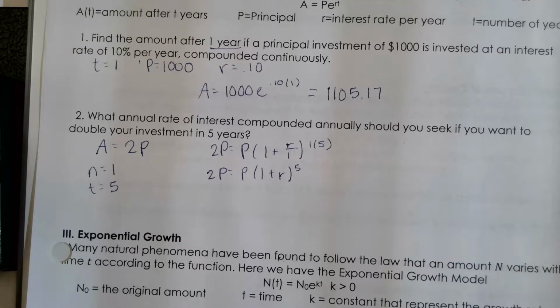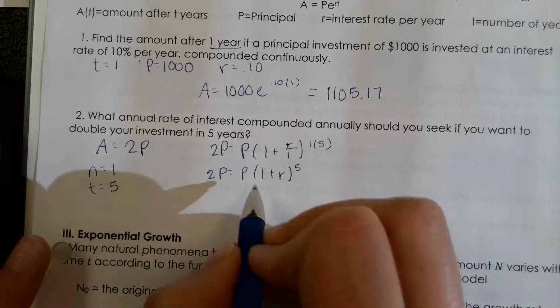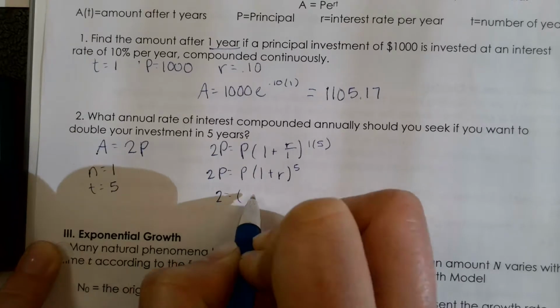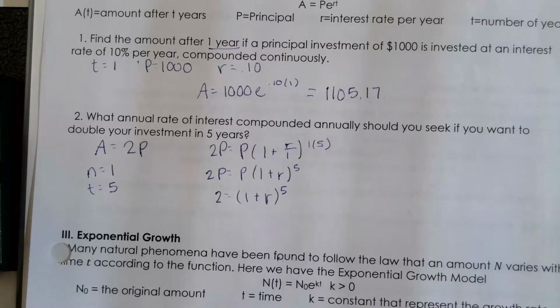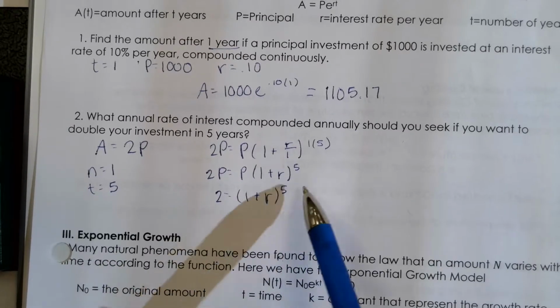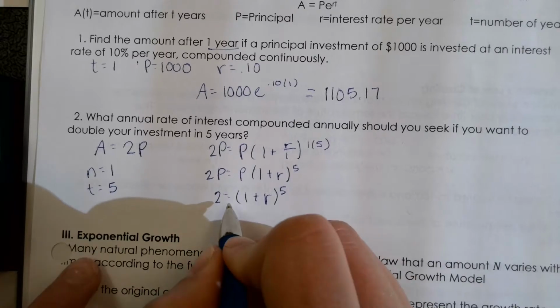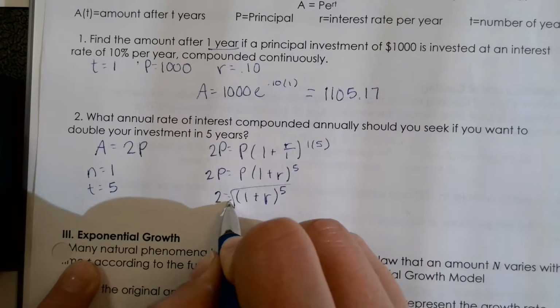So we want to solve for R. What could we do? Divide by P, right? That makes sense? So when you divide both sides by P, you're going to get 2 equals 1 plus R to the 5th. Now what? Yeah, take the 5th root, right? If something is to whatever exponent, take the root of that to undo it. So we'll do the 5th root of each side.